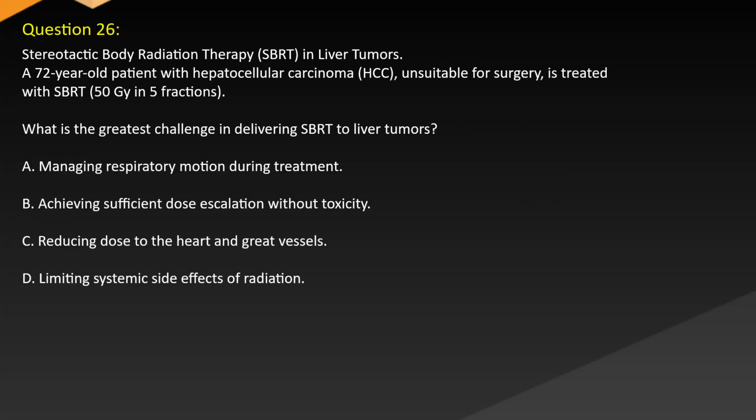Question 26. Stereotactic body radiation therapy (SBRT) in liver tumors. A 72-year-old patient with hepatocellular carcinoma (HCC) unsuitable for surgery is treated with SBRT 50 Gy in 5 fractions. What is the greatest challenge in delivering SBRT to liver tumors? A. Managing respiratory motion during treatment. B. Achieving sufficient dose escalation without toxicity. C. Reducing dose to the heart and great vessels. D. Limiting systemic side effects of radiation.